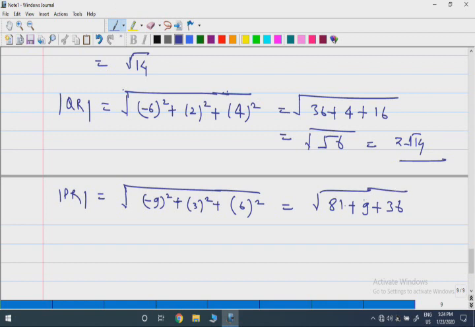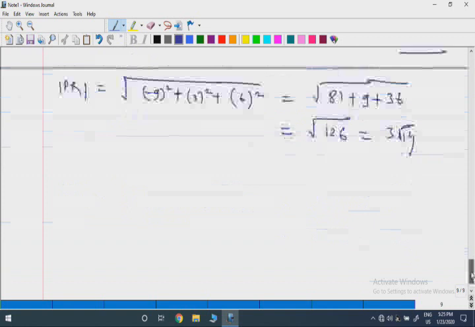So, here we get a total of root over 126, which is 3 root 14. 3 root 14. Okay. So these are the three distances: root 14, 2 root 14, 3 root 14.